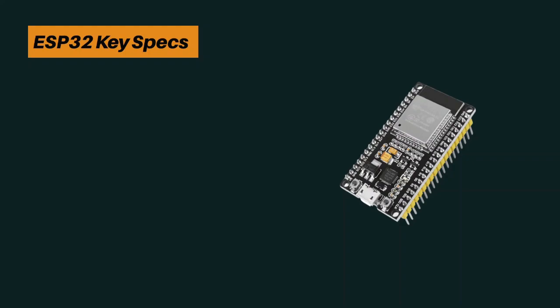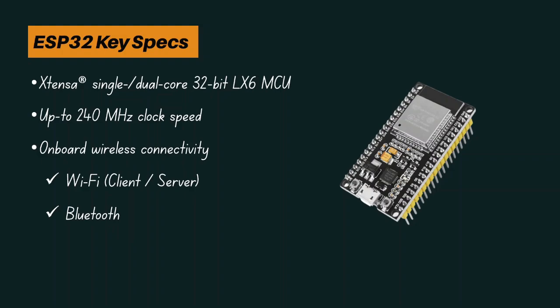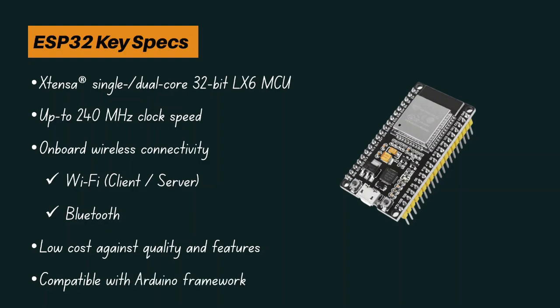Let's have a look at some of the key specifications of ESP32 microcontroller. Single or dual core 32-bit architecture, up to 240 MHz of clock speed, onboard wireless connectivity like Wi-Fi and Bluetooth, low cost against quality and features, and of course compatibility with Arduino framework. So all in all, these points make this controller a great choice for embedded applications.